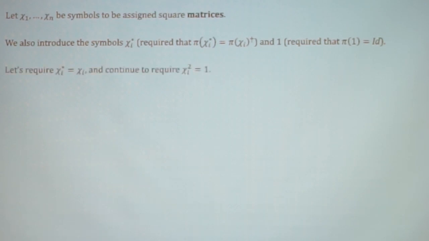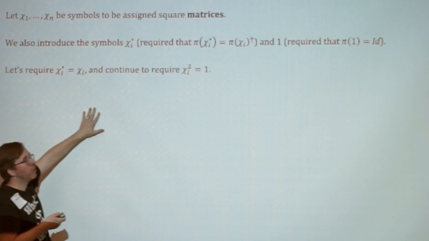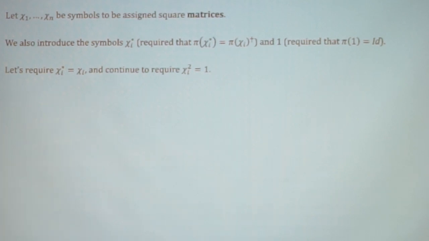And we're going to insist that chi i star formally equals chi i. That basically means you're supposed to be assigning Hermitian matrices to the symbols. And like before, we're going to continue to require that chi i squared equals 1. You don't have to, but let's continue to require that, which means you're assigning reflection matrices to the symbols now. I don't know how much sense it will make, so please ask questions if I start to be confusing.